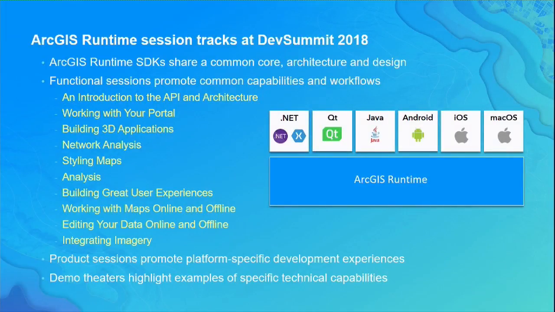So this slide shows an overview of the ArcGIS Runtime Sessions at the Developer Summit this year. And the way we've organized the sessions really mirrors the way that we actually build the ArcGIS Runtime. So the common core code base, the common architecture, common design of the API allows us to host a series of cross-runtime sessions that cover the functionality that's common to all of the ArcGIS Runtime SDKs. And then we have a series of sessions just like this one that cover the SDK-specific content. So this session specifically is going to be all about .NET and building for Windows and ultimately cross-platform as well.